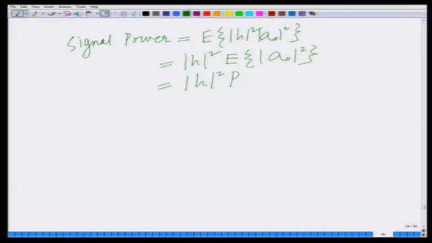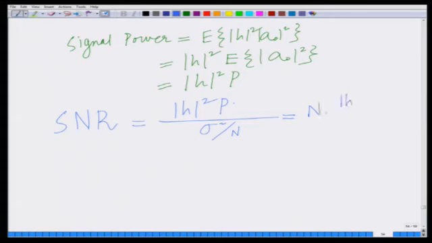Therefore, the SNR, or the signal to noise power ratio, is the signal power, that is magnitude h square P, divided by the noise power, that is sigma square divided by N, which is equal to N times magnitude h square P divided by sigma square. And therefore, now you can see there is a factor of N, that is, the signal to noise power ratio is amplified by a factor of N in this CDMA system. This is a very important aspect of a CDMA system.